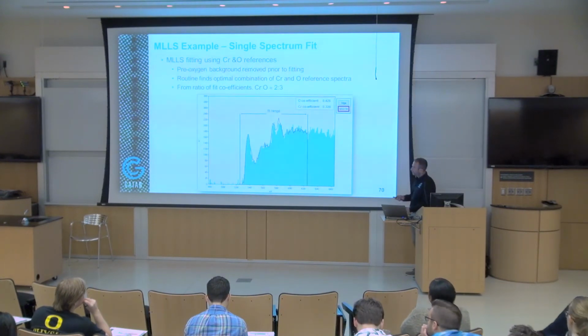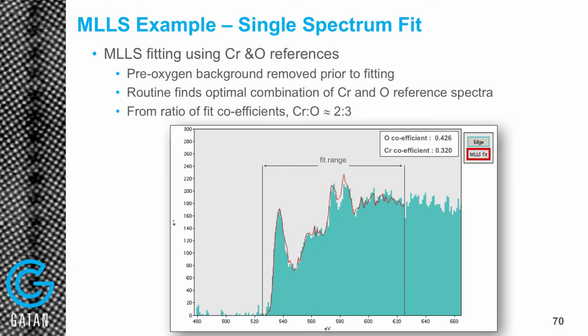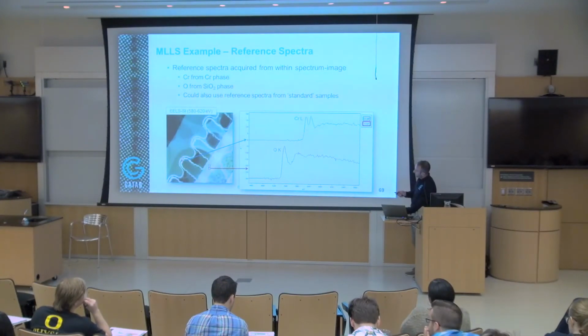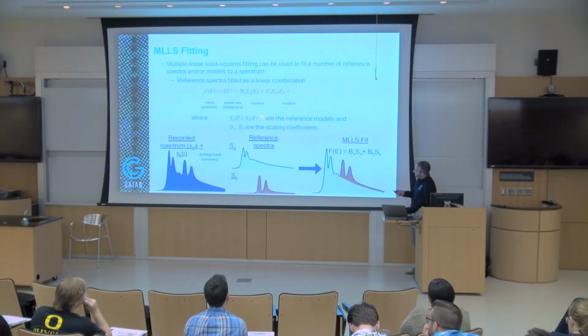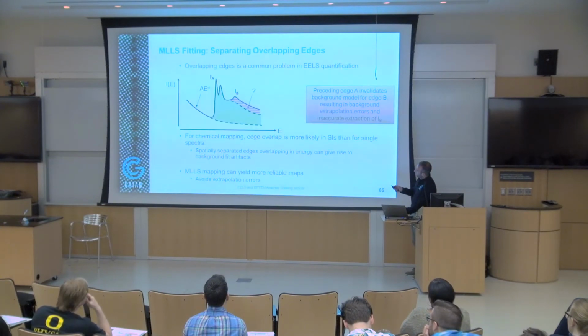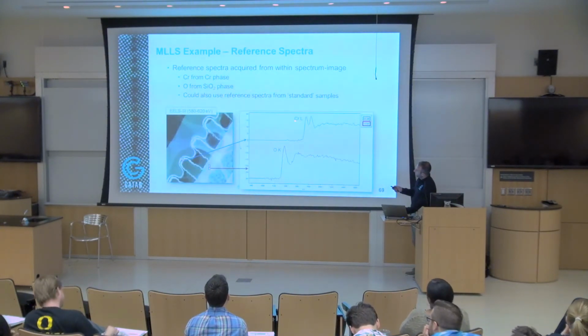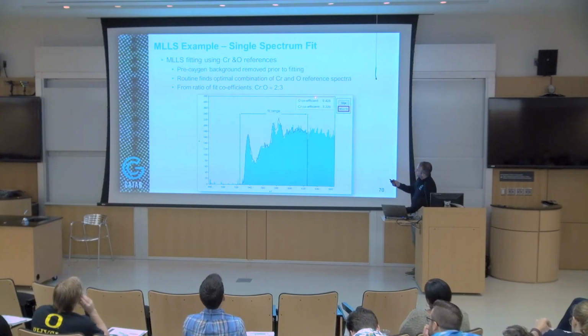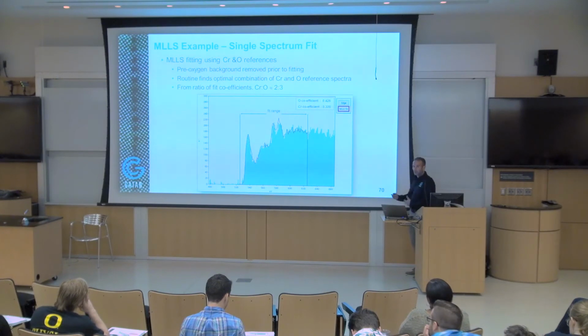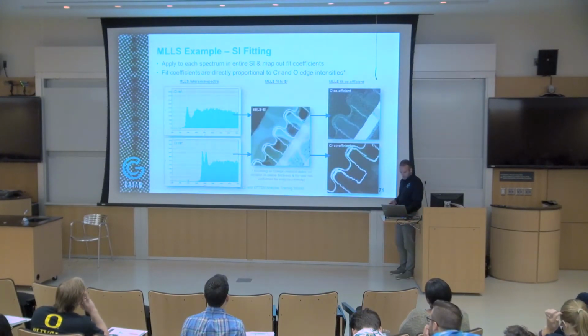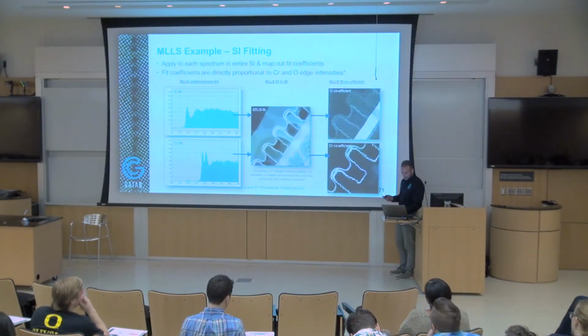So essentially you just take a reference spectrum from oxygen and chromium, and the software will automatically work out the scaling coefficient BA and a scaling coefficient BB for the two different edges, giving a coefficient of 0.426 for oxygen and 0.3 for chromium. This is how you work out quantification, and these two edges are actually overlapping with each other. So you can see now the maps are more accurate.